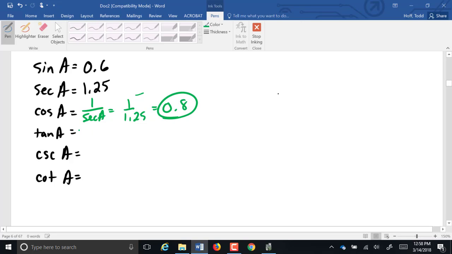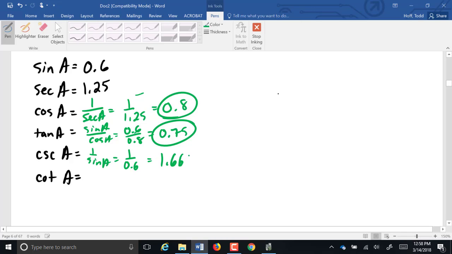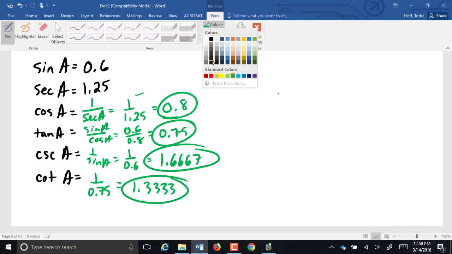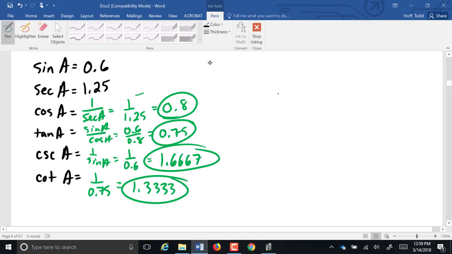Once you have the cosine is 0.8, the tangent is sine over cosine, which is 0.6 over 0.8, otherwise known as 0.75 for the tangent. Cosecant is 1 over the sine, so that's 1 over 0.6, otherwise known as 1.6667. Cotangent is 1 over the tangent, 1 over 0.75, otherwise known as 1.3333. Is that what you guys came up with? Cool.